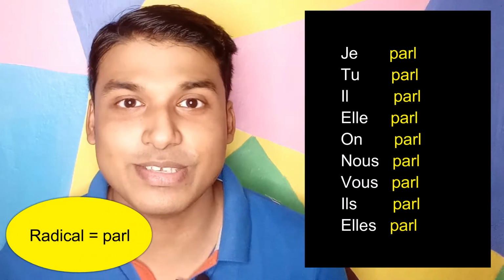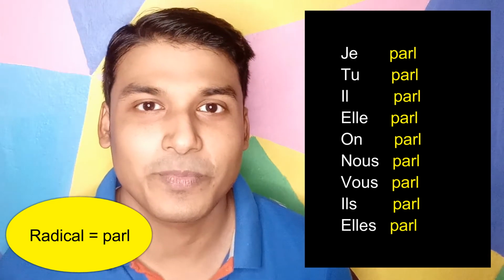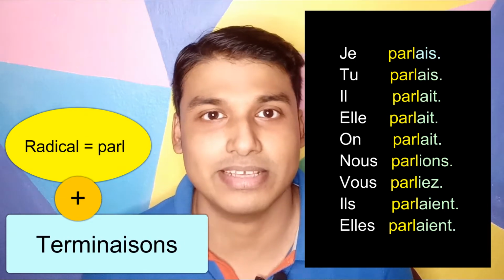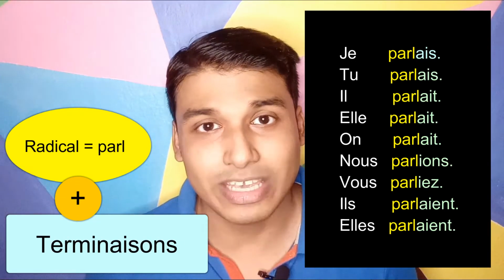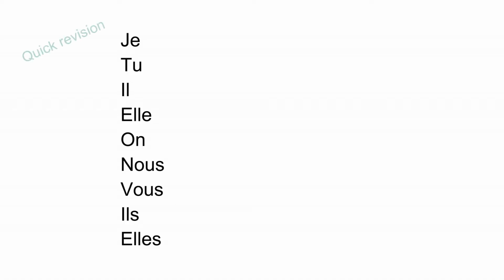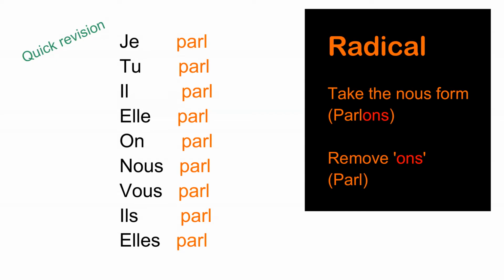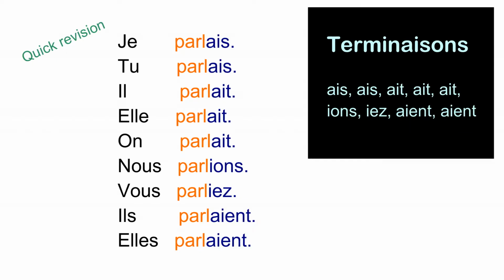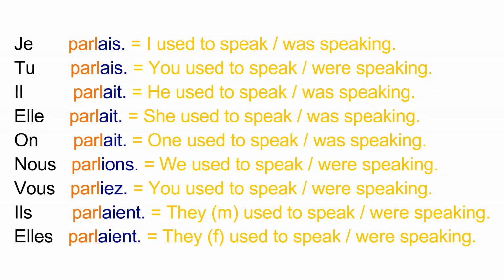Let's write all the subject pronouns. Je, tu, il, elle, on, nous, vous, il, elle, and add these ending parts with the radical. IS, IS, IT, IT, IONS, IEZ, IENT, IENT. Take all the subject pronouns, put the radical, add these terminaisons. Je parlais, tu parlais, il parlait, elle parlait, on parlait, nous parlions, vous parliez, il parlaient, elle parlaient.